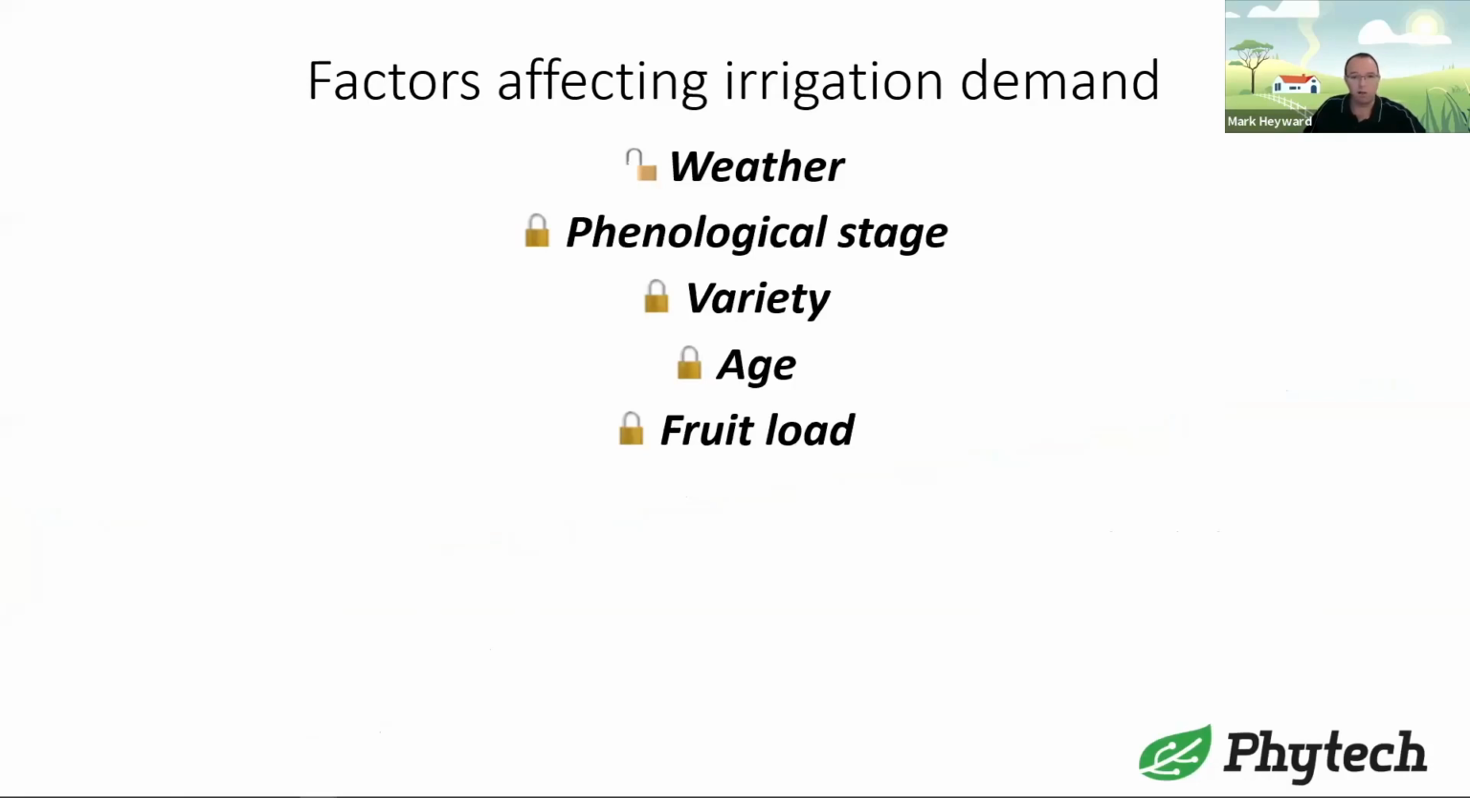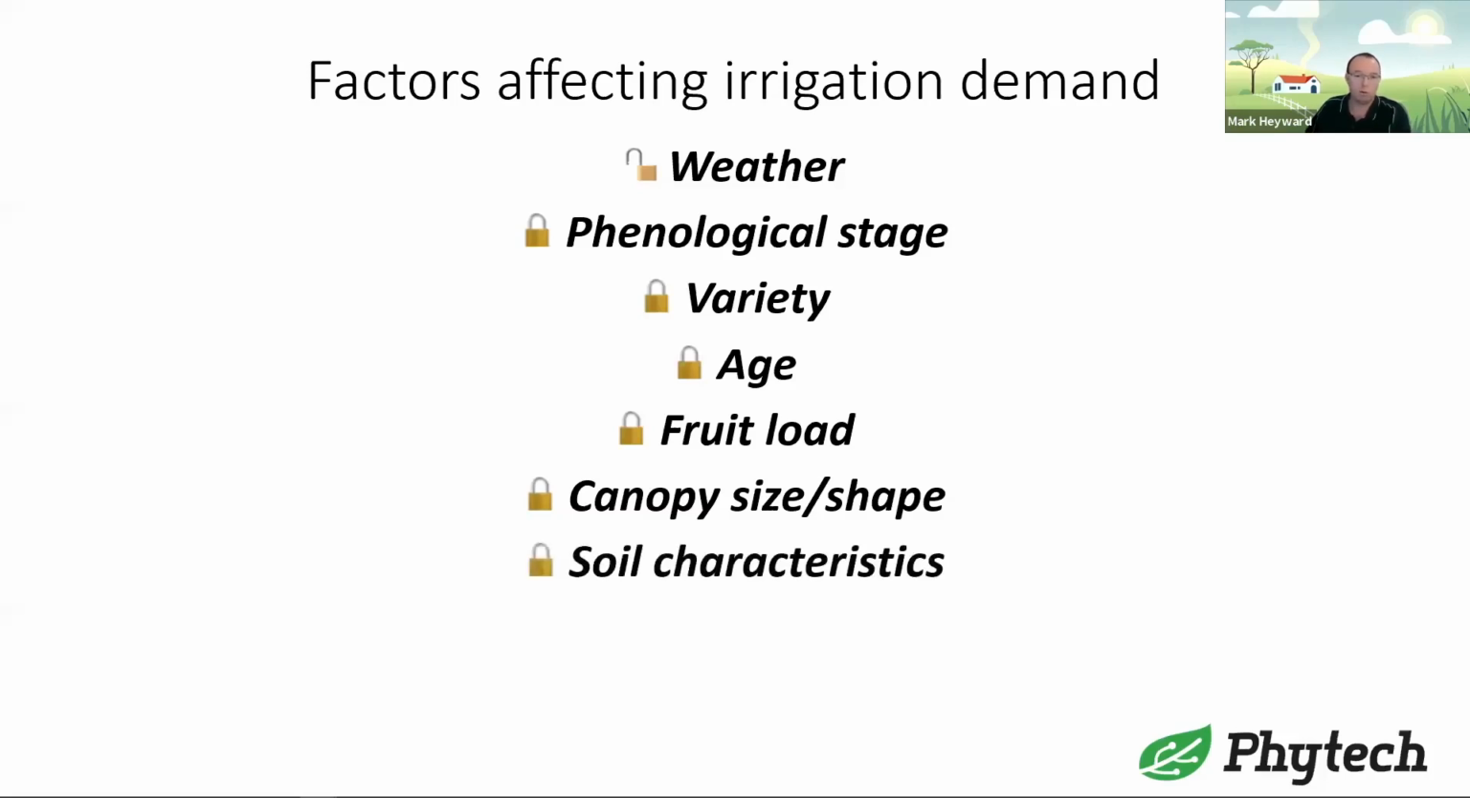The only time that fruit load really changes from one day to the next is when you're harvesting, when you release the fruit load on the trees at harvest time. Then there's the canopy size and shape, so how you've structured your canopy or pruned your trees affects how the light intercepts it and therefore how much water they're using, along with the soil characteristics and the nutrition.